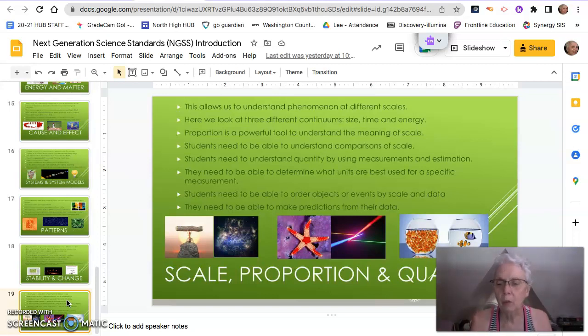Proportion is important, which means you need to be able to scale something. You have to be able to understand comparisons of scales. What's the difference in how big the universe is as opposed to how small a molecule is? We're also going to look at how to estimate and measure things. We're going to determine what units are best for measurements. We're going to order objects and events, not only by scale, but by data. And we'll need to be able to predict from the data that we use.